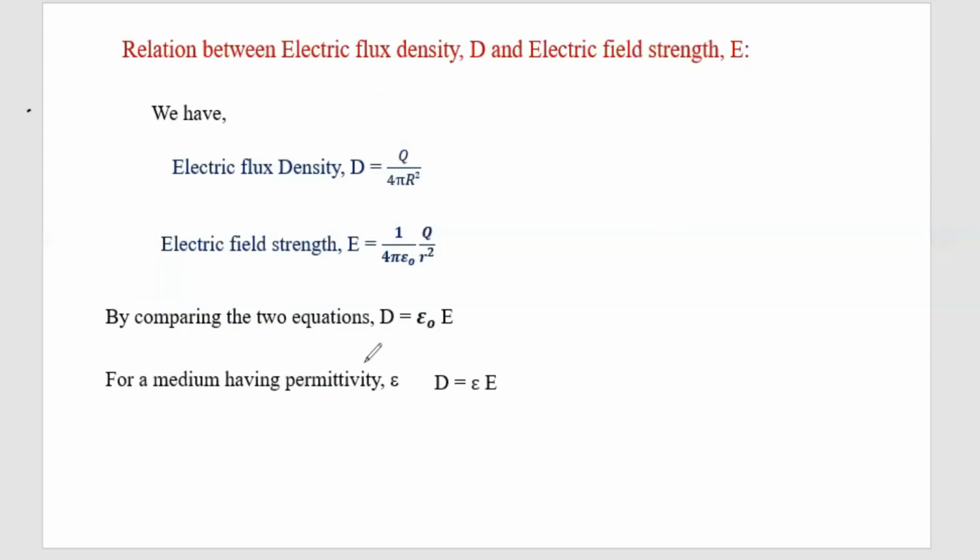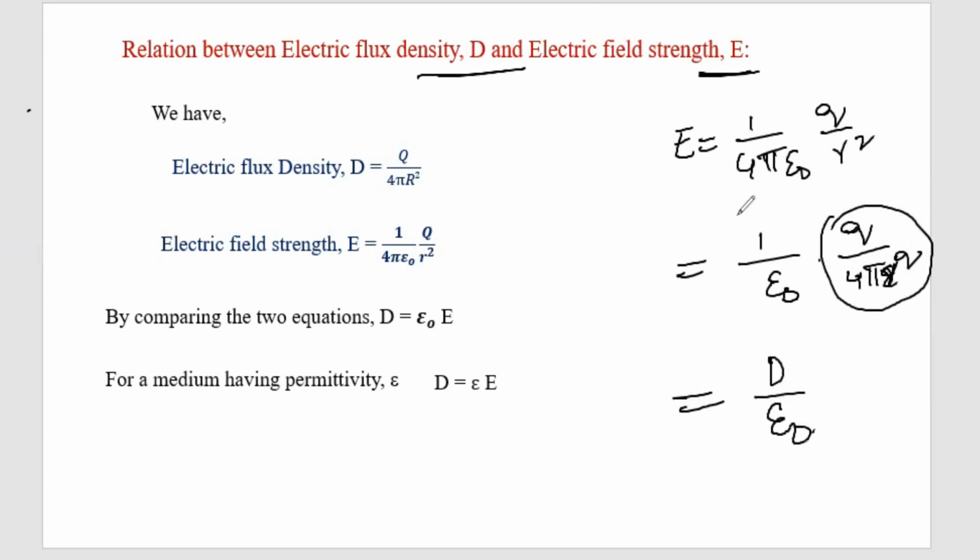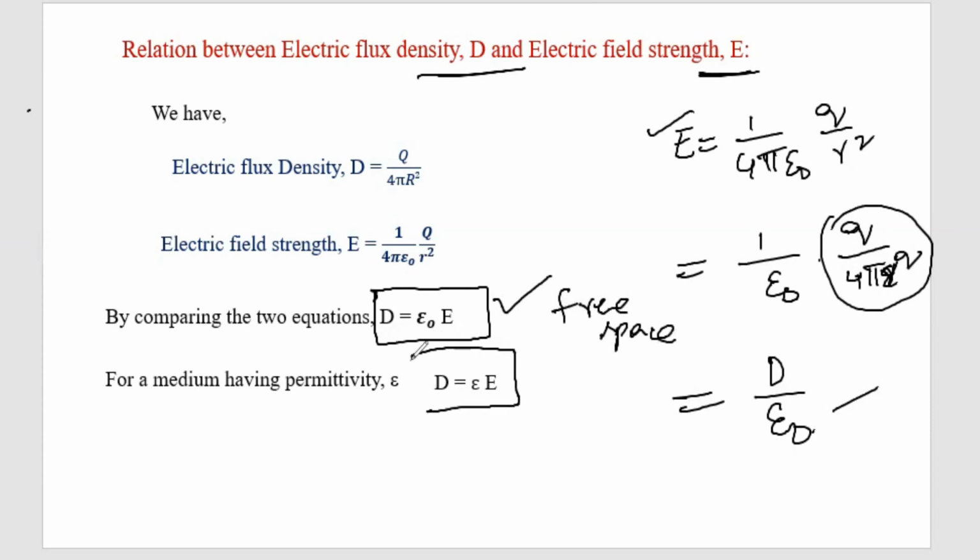Now let's see the relation between the electric flux density D and electric field strength E. We know that E is equal to 1 by 4 pi epsilon naught Q by R square. So if I rearrange, 1 by epsilon naught into Q by 4 pi R square, this one is equal to D. So D by epsilon naught. So we got E is equal to D by epsilon naught. From this, we'll get D is equal to epsilon naught E. This is in the case of free space. Whereas for the medium, D is equal to epsilon E because epsilon is the permittivity of medium.